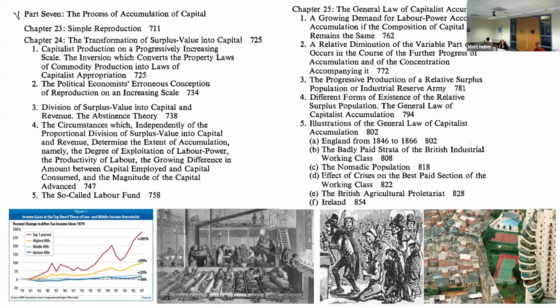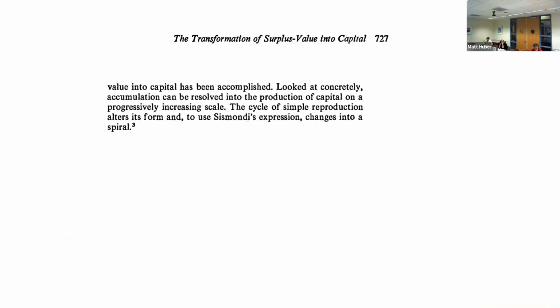This again, talking about, hey, it's weird, like fair exchange is supposed to be about equality, but all of a sudden capital keeps getting this extra amount that they keep piling up on each other, right? And this sort of violates the laws of equality of exchange that he's been talking about, but there's a great metaphor here for what accumulation looks like. It looks like concretely accumulation can be resolved into the production of capital on a progressively increasing scale.